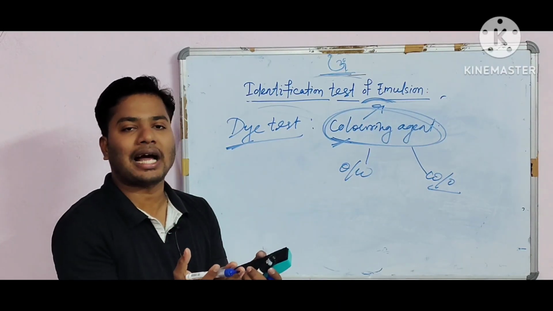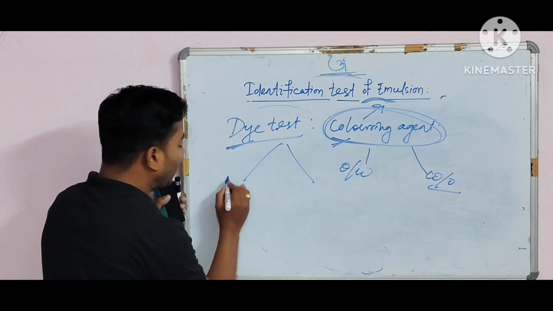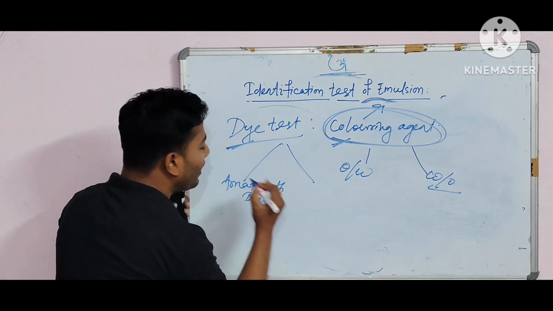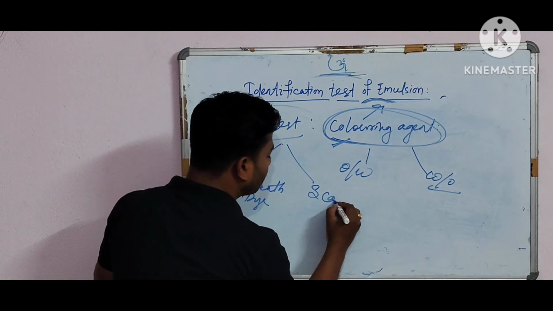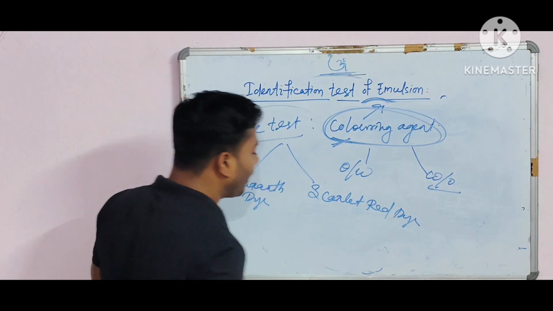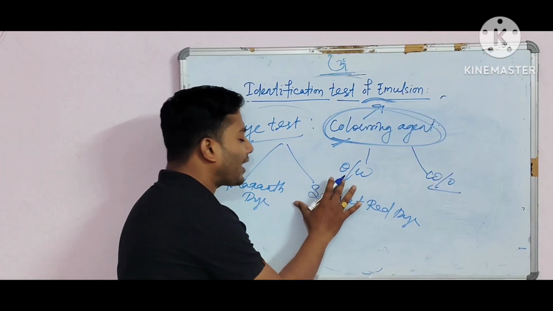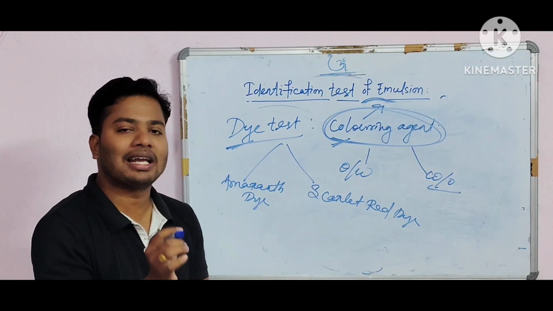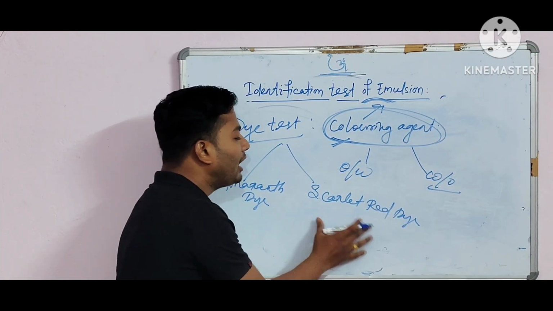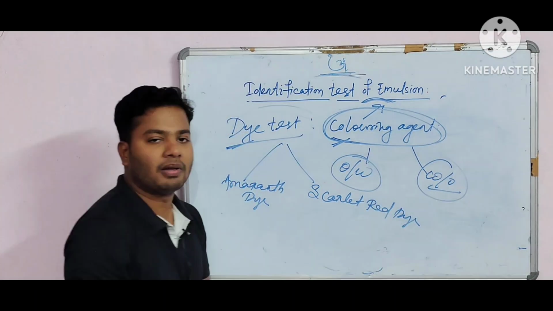Clear? So which type of dye do you have to use for the identification of emulsion? There are two types of dye you have to use: amaranth dye and scarlet red dye. First of all, you should know which one the amaranth dye is soluble in and which one the scarlet dye is soluble in. That's why you can easily understand that after using the amaranth dye or the scarlet dye, you can find out whether it is O/W type of emulsion or W/O type of emulsion.